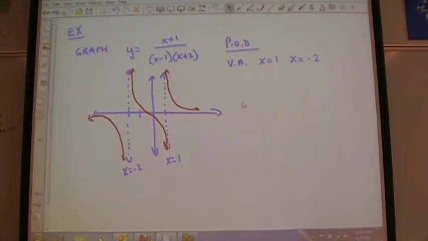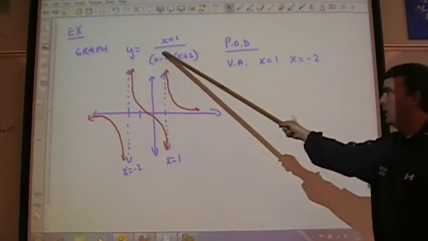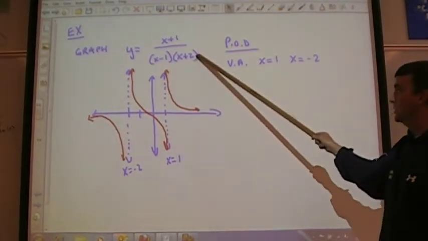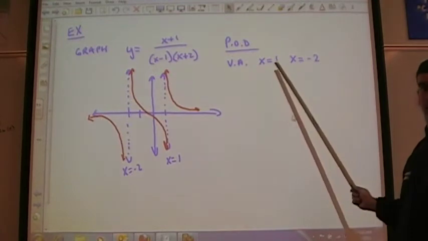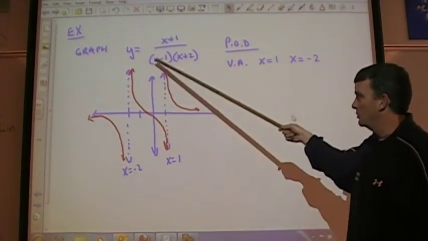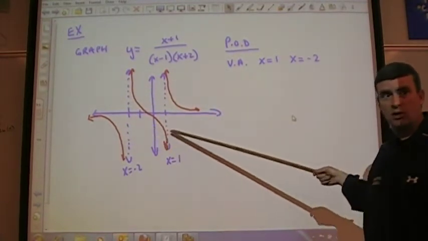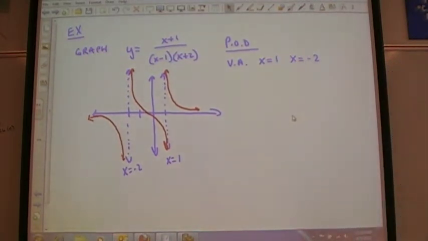Alright, in this one, the first example, we're going to graph this. Before you graph it, you have to find all the points of discontinuity. And just by looking at it, you should tell there's a vertical asymptote at x equals 1 and x equals negative 2. Agree? Alright, so the first thing you do is draw your vertical asymptotes, which are these two dotted lines.